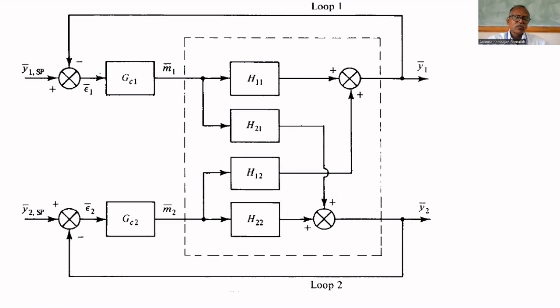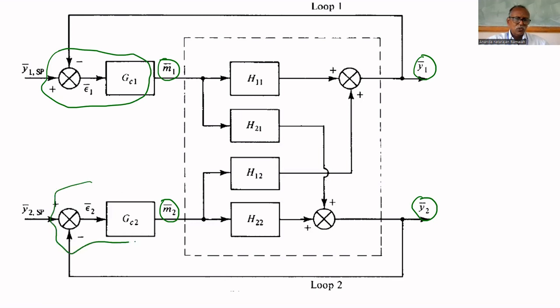Here, suppose we are using M1 to control Y1. Similarly, M2 is the manipulated variable used to control Y2. How will we close the loops? The feedback path is from Y1, and the feedback is given to GC1, controller 1. This is controller 2. Controller 2 is to manipulate M2. Controller 1 is to manipulate M1.